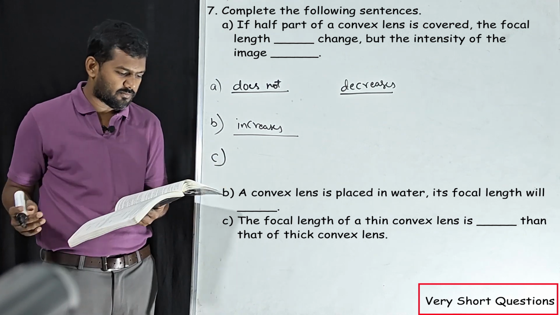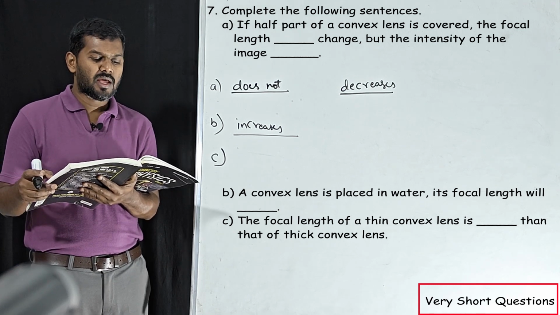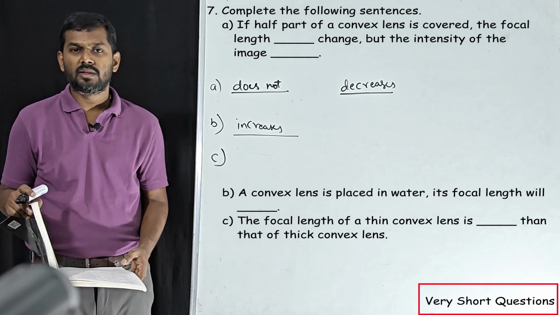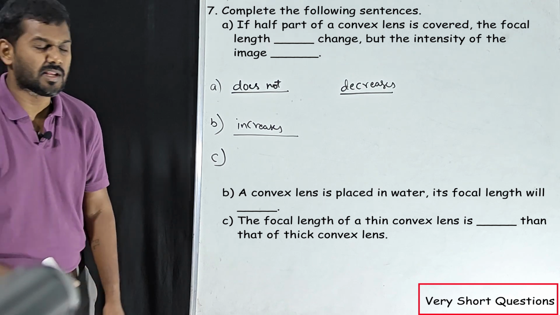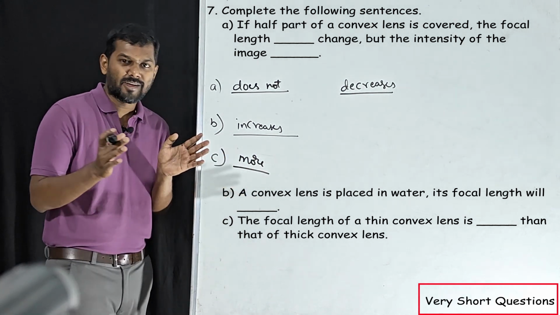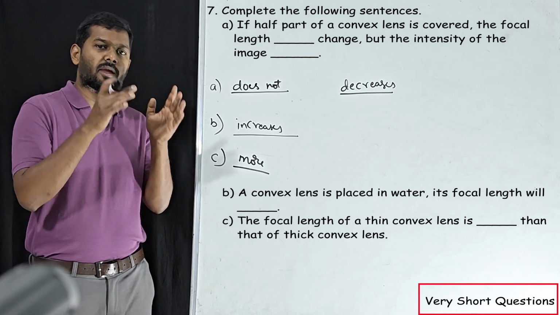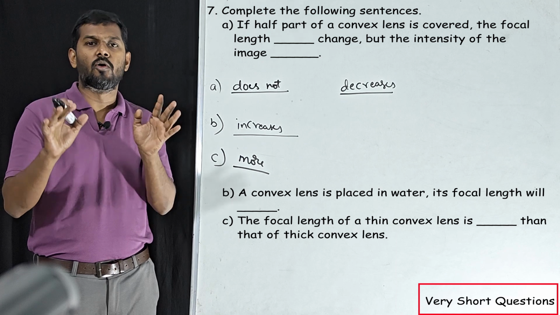Next, the focal length of a thin convex lens is dash of the thick convex lens. We know the thin convex lens will always have more focal length. Thin lens, convex or concave, has more focal length.